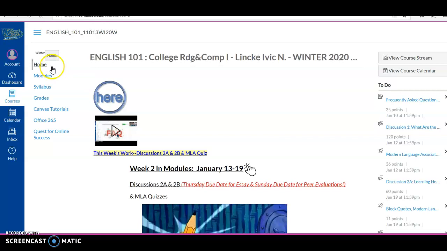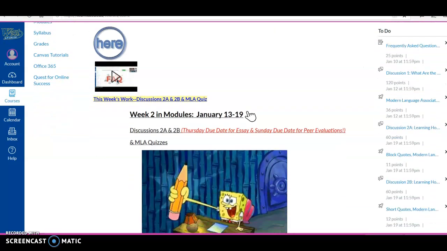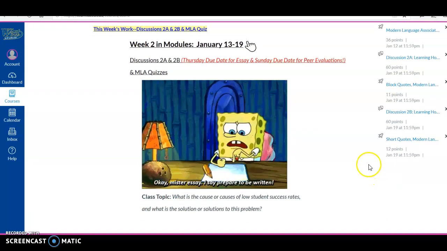We are here in Home, of course, and this is our bulletin board. What is our motif for the week? Our symbol, SpongeBob. It's kind of corny, but I like him. Okay, Mr. Essay, I say prepare to be written. And that's fitting because this is a research paper class.